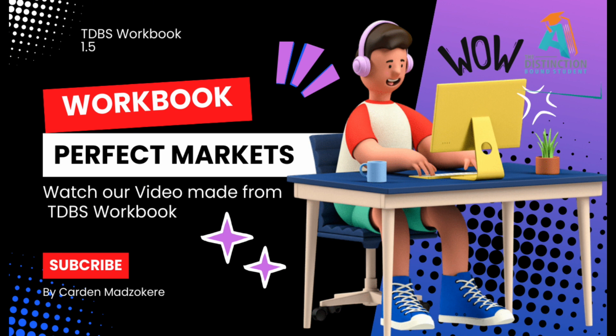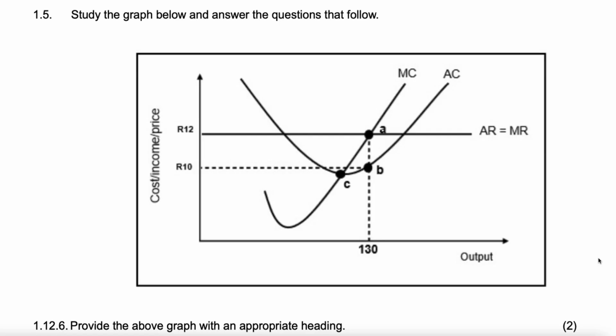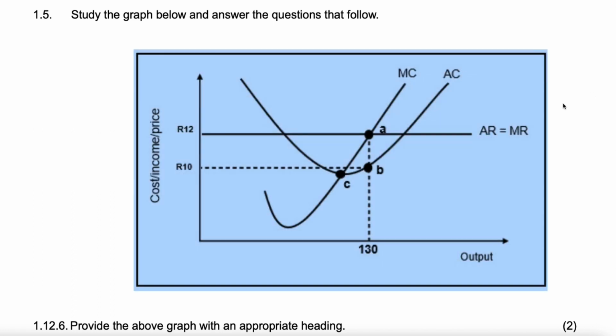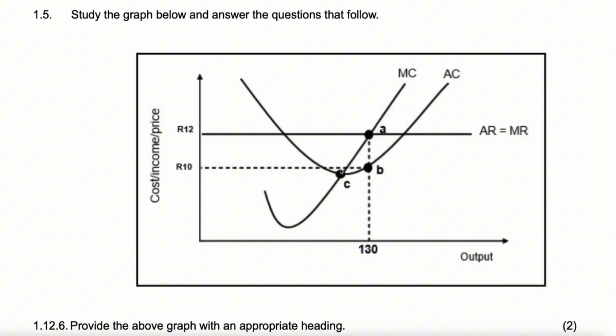Now, as usual, study the graph below and answer the questions that follow. As we study the graph, what we see already is that average revenue is greater than average cost. Average revenue here is 12, and average cost here is 10 at 130 units. So basically, the firm is making an economic profit.